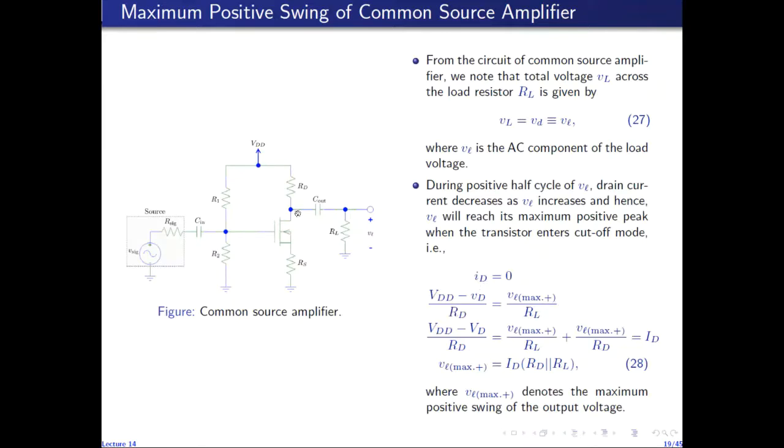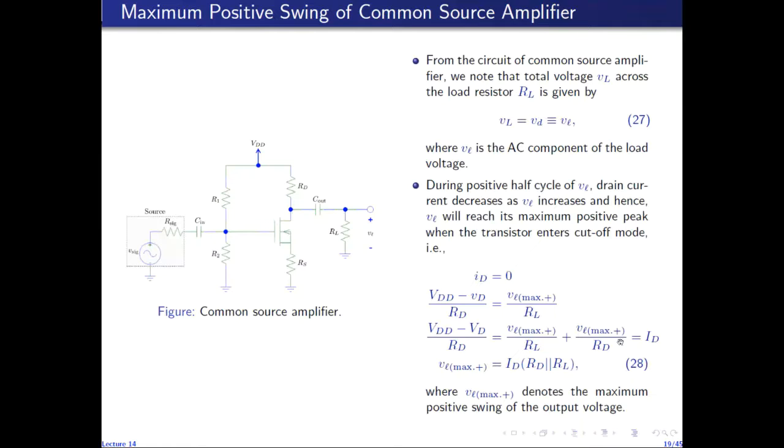When drain current becomes zero, the current through RD becomes equal to the current through RL. The current through RD is VDD minus the drain voltage over RD, and the current through RL is VL over RL. Under this condition, VL is replaced with VL maximum positive. VD has a DC component and an AC component. The AC component of VD is VL, which under this condition is written as VL maximum positive.